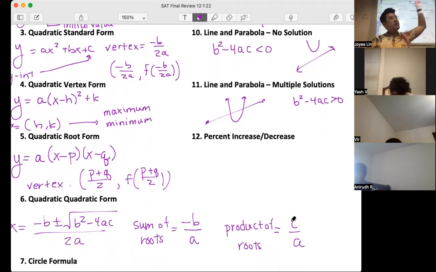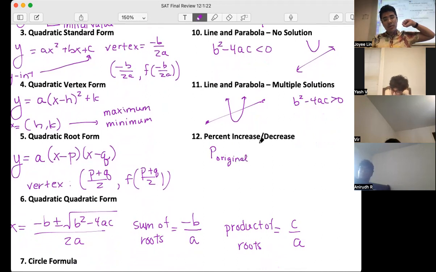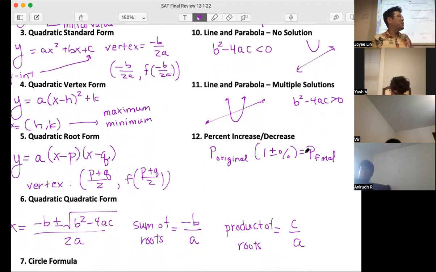And then percent increase, decrease, right? There's 2 ways to do it. You can do original, right? P original is equal to what? 1 plus or minus the percent is equal to P final, right? We played with the tricks last time, right? What are some words for the final P that you're calculating? Especially when it comes to money.